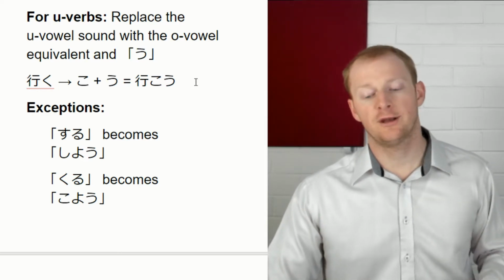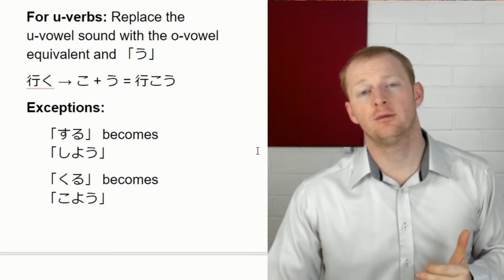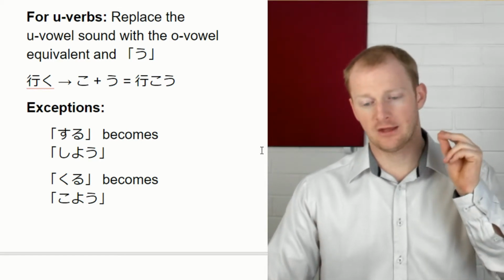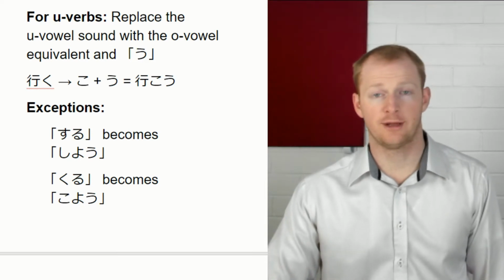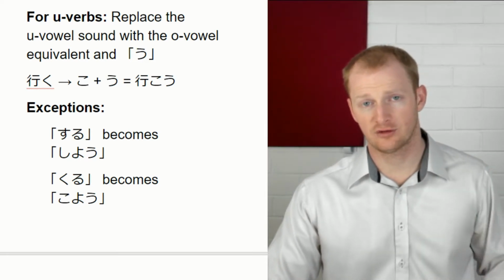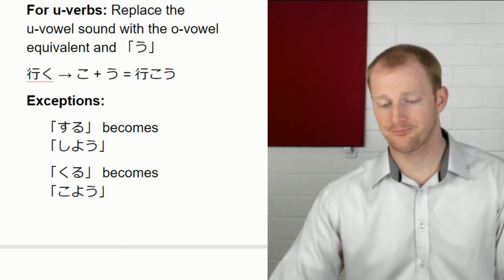Now this u verbs one, I would really recommend as some homework. You basically think of every single verb you can think of in Japanese that are u verbs, and then try and make the volitional form equivalent. Because you want to have heard all the different volitional forms before. You don't want to be hearing them in the exam for the first time.